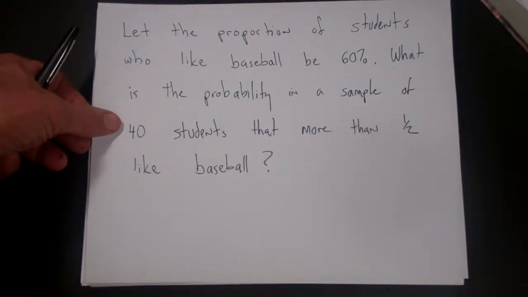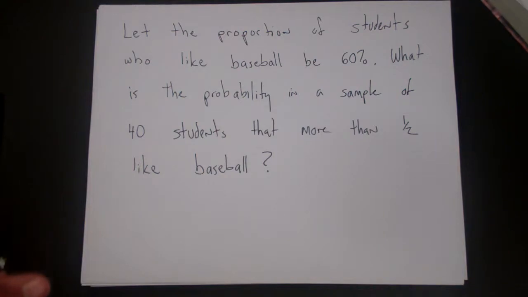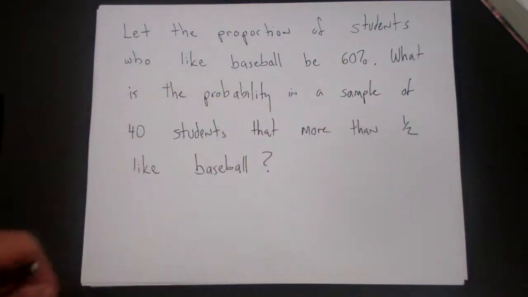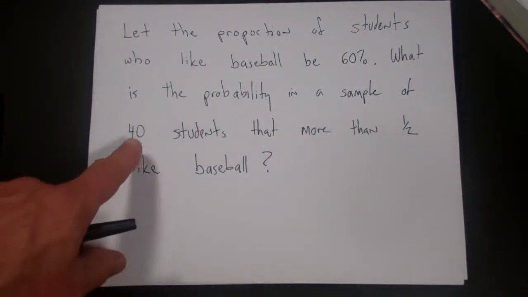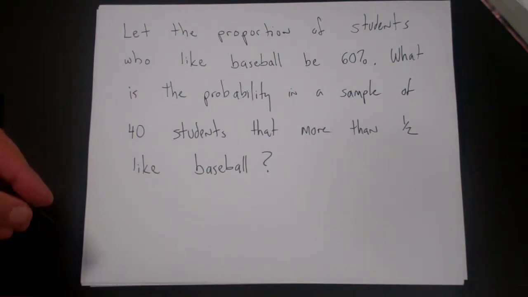So the first question is, let's look at this. The proportion of students who like baseball is 60%. And the question is, if you took a sample of 40 students and the true value is 60%, what's the probability that of your 40 students, more than 1/2 of them like baseball?